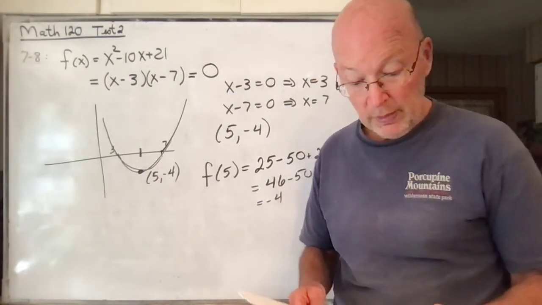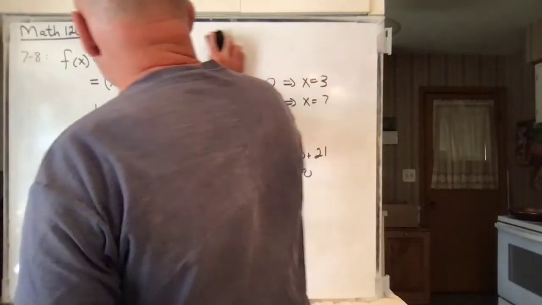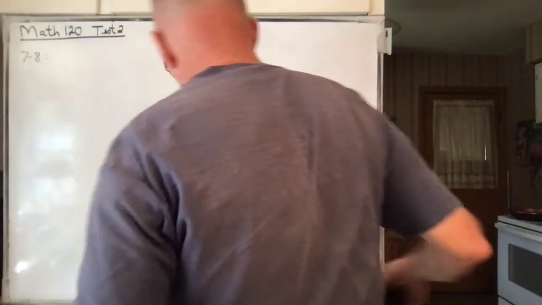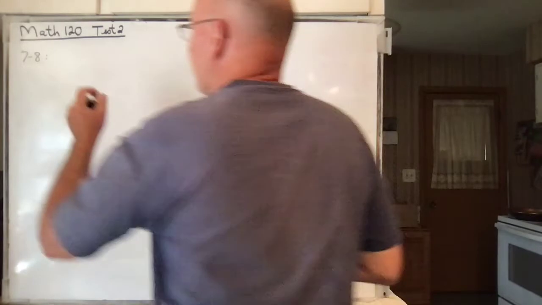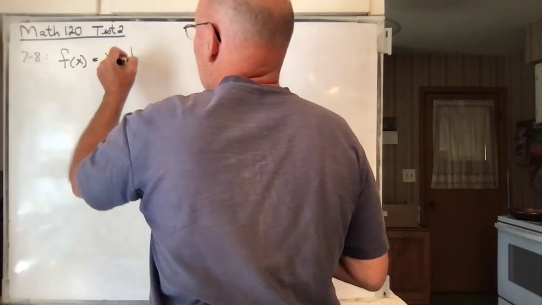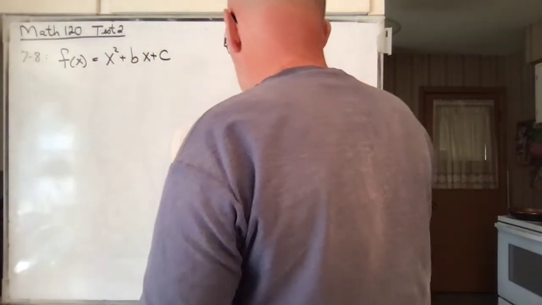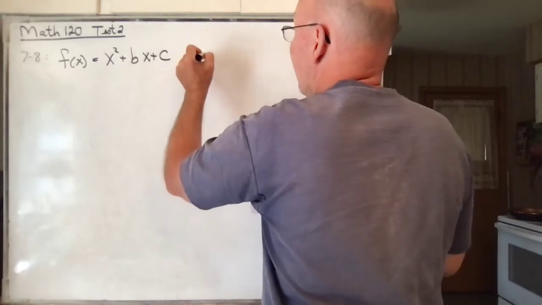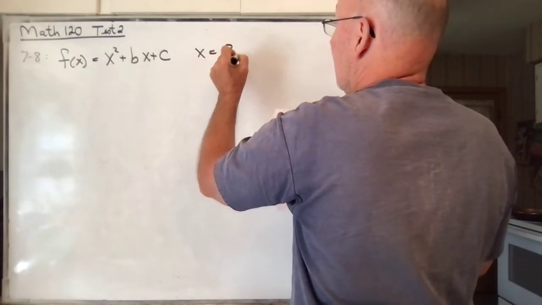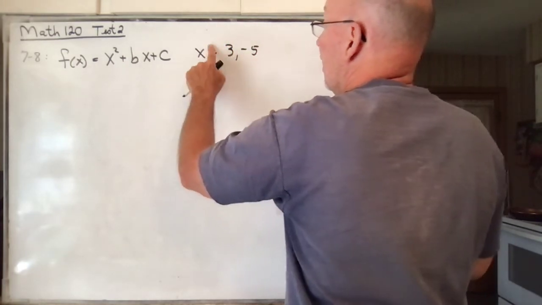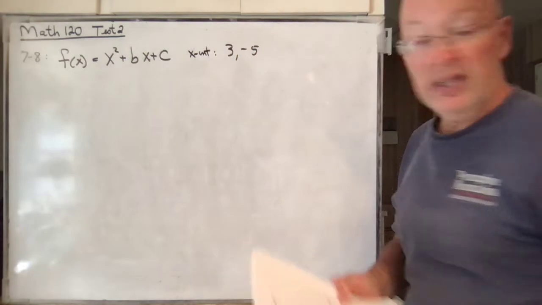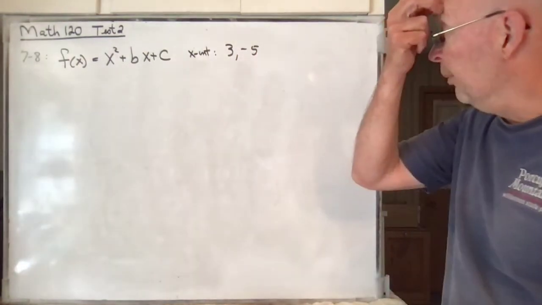Okay? Good. Let's try 9 and 10. 9 and 10 kind of asks the same sort of question, but does it from a reverse direction. 9 and 10 says, okay, we've got ourselves a function like this. And we know that the x-intercepts are x equal 3 and negative 5. So let's do the previous problem in reverse.